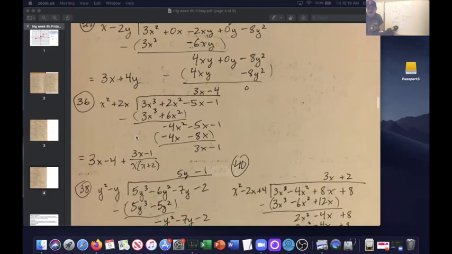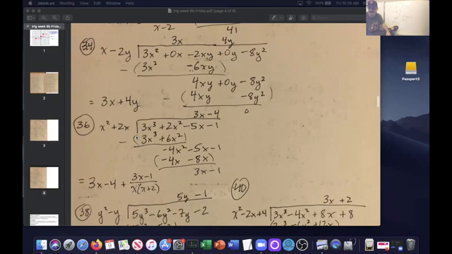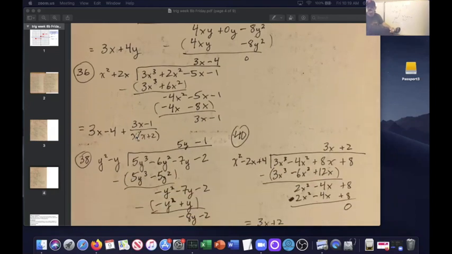Okay, and 36 and 35 are one of the reasons why we have to learn this, because there really is no shortcut. Because the divisor here is nonlinear.